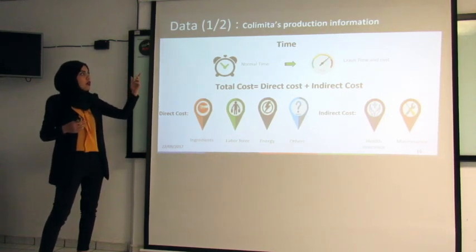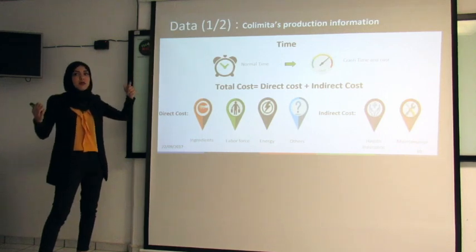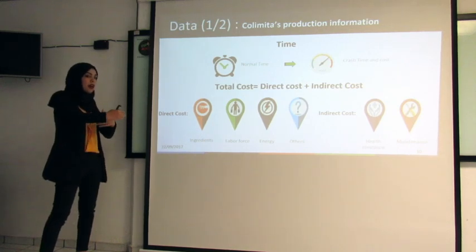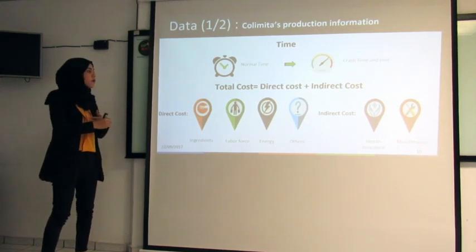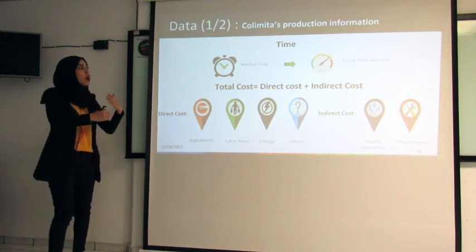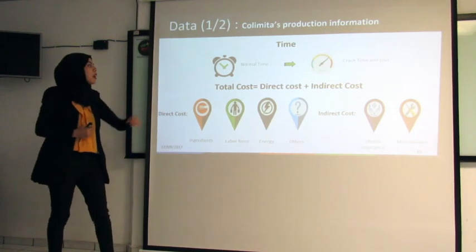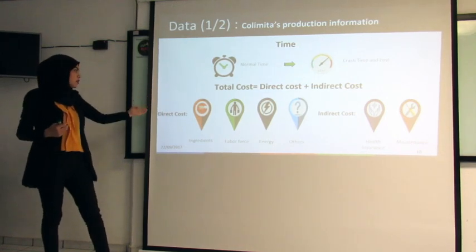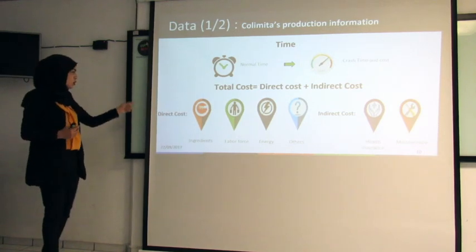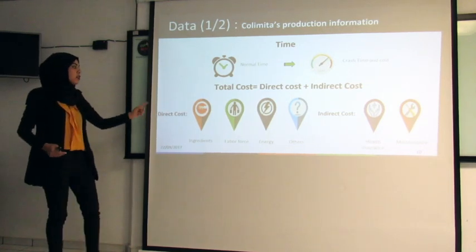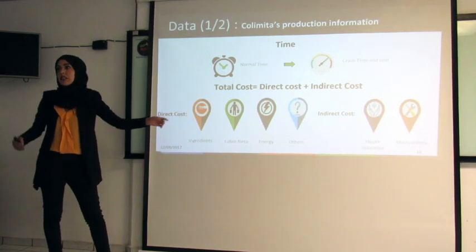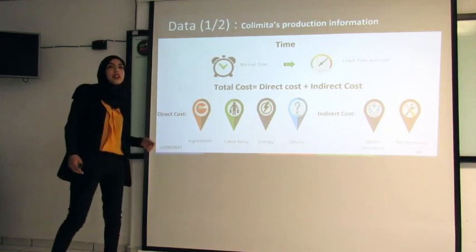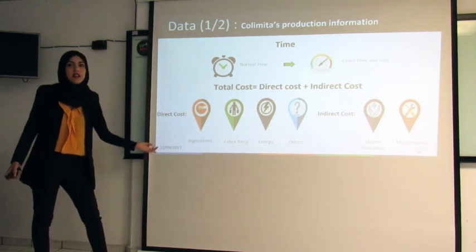So we need to have the normal time to produce Colimita, then to crash it. To crash time means to minimize it as much as possible. And once we minimize it, we need to have the cost related to that crash time. On the other hand, we need to calculate total cost, and total cost is direct cost and indirect cost. When we talk about direct cost, it's about ingredients, labor force, energy, and others that can be maybe cleaning, service, etc. And indirect cost, in our case, is maintenance and health insurance.